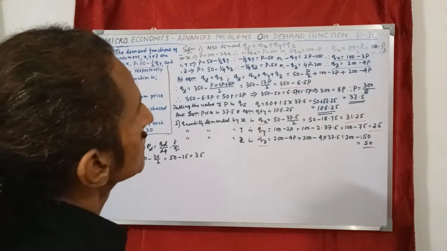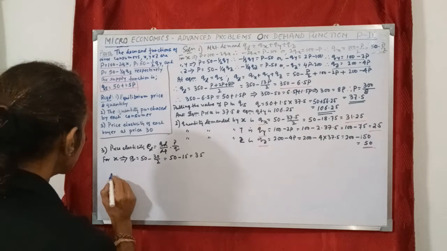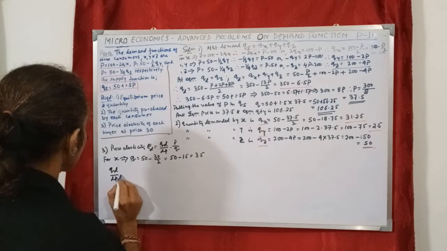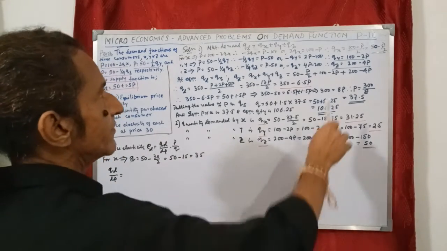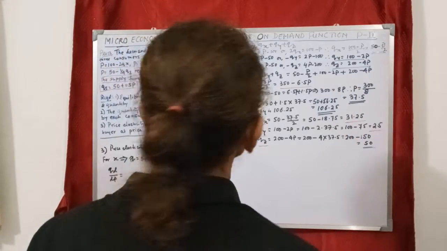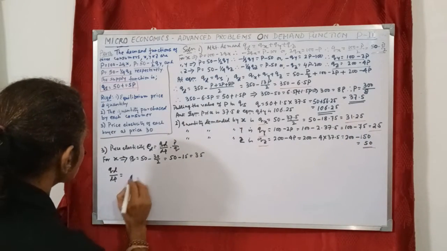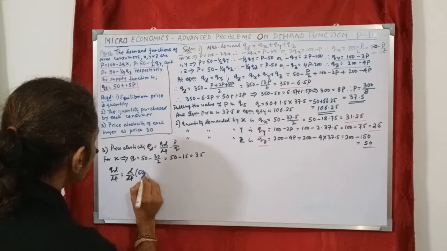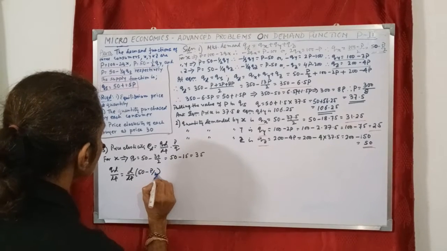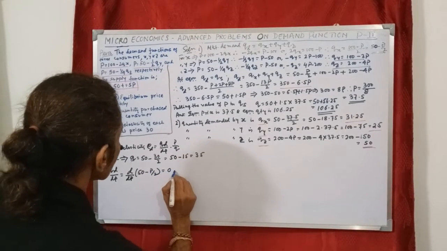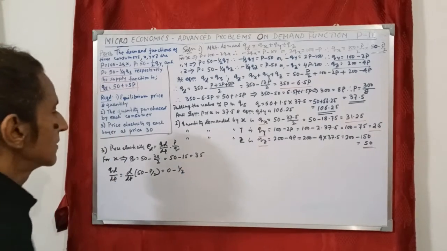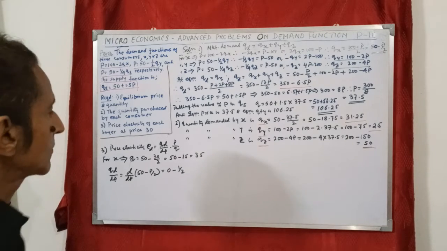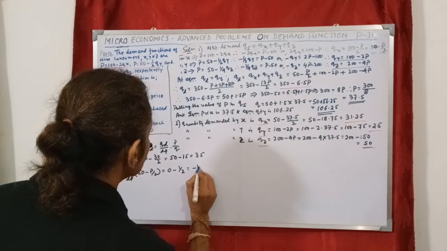And what is dQ/dP here? dQ/dP equals the derivative of 50 minus P by 2 with respect to P, which equals 0 minus 1 by 2. The derivative of 50 is 0 and the derivative of P by 2 is minus 1 by 2. So this is minus 1 by 2.